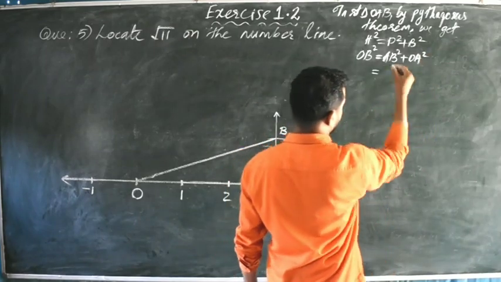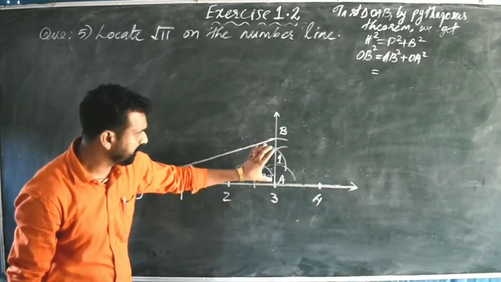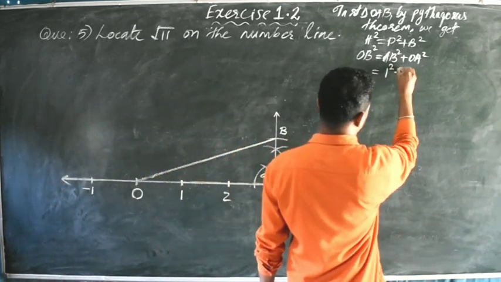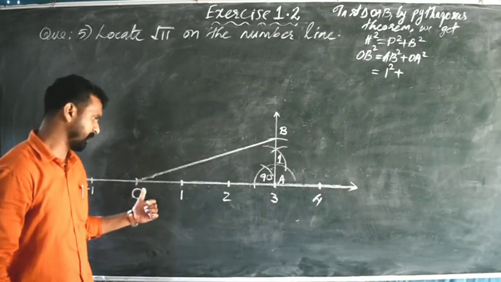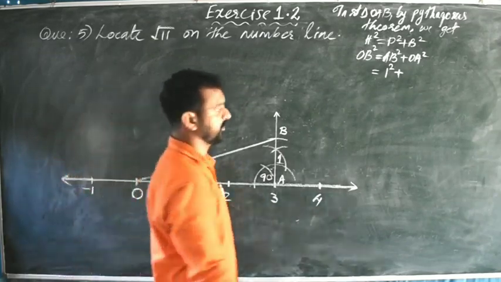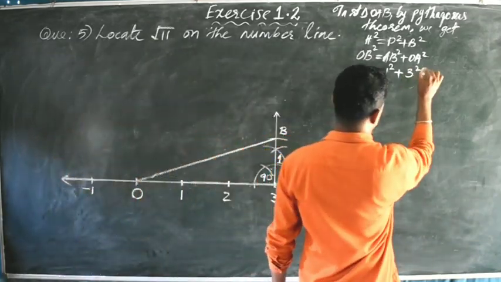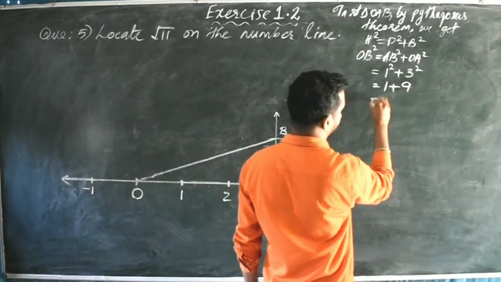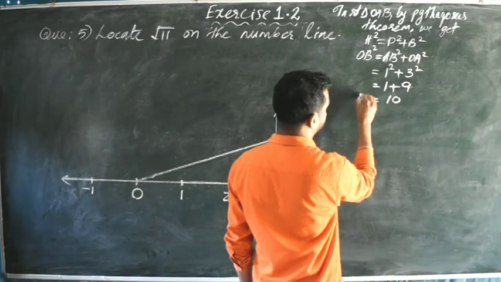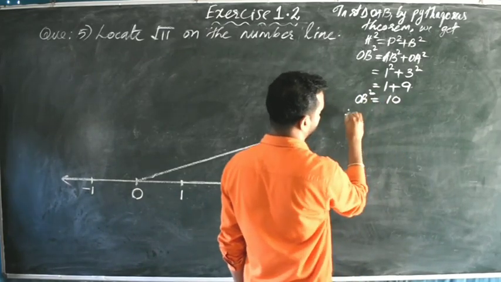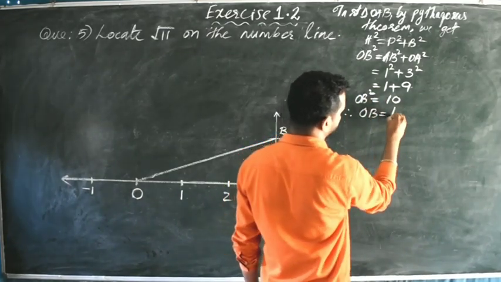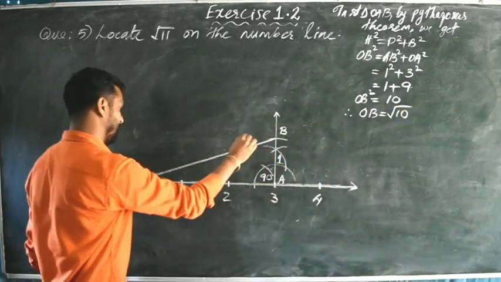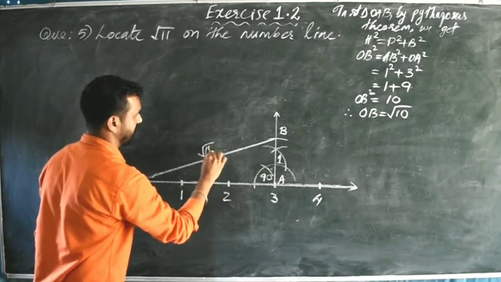That is equal to AB square. AB we made it 1 unit, so it is 1 square plus OA square. What is the length of OA? 3. So it will be 3 square. Then that is equal to 1 square plus 3 square. 3 3s are 9. 1 plus 9 is 10. That is OB square. Therefore OB is equal to, square transposing to the other side, it becomes a square root. That is root 10. This one is root 10.